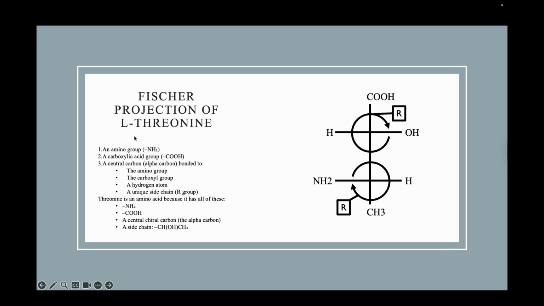Fischer projection of L-threonine: an amino group, a carboxylic group, a central alpha carbon bonded to the amino group, the carboxyl group, a hydrogen atom, and a unique R group. Threonine is an amino acid because it has NH2, COOH, a central chiral alpha carbon, and a side chain, the CHOH, CH3. As we can see here, I have drawn the Fischer projection in which the L-threonine has both R's.